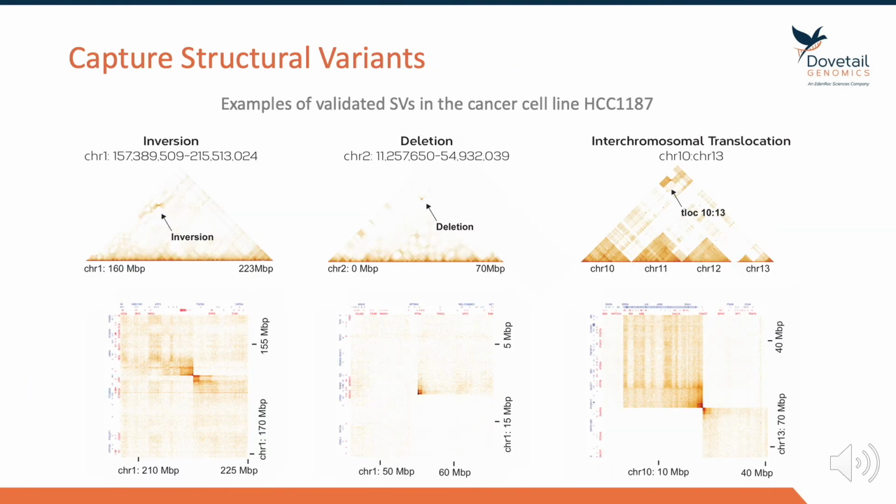Also found in Omni-C data are large structural variants. So here what we're showing are an inversion, a deletion, and a translocation event that are in the breast cancer cell line HCC1187, where we're pointing out the breakpoint with the arrows, and then we zoom in on those breakpoints to be able to see the genes that are associated with those breaks.